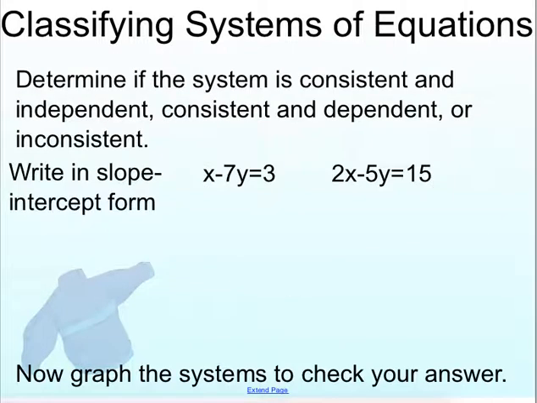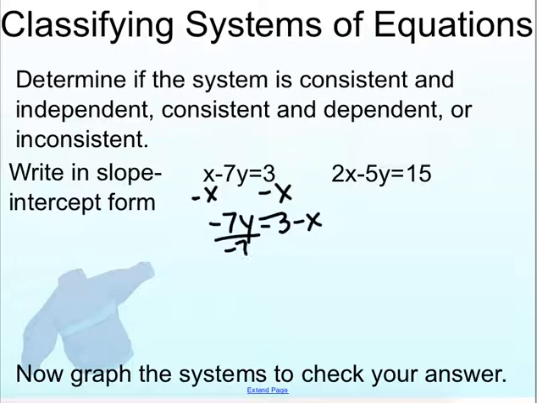Okay, another one. Here, let's see. I am going to solve for y and see: are these consistent? Are these independent? Are these dependent or inconsistent? Let's see. So I'm going to solve for y in each of these cases. So I'm going to subtract x, and I'm going to get -7y is equal to 3 minus x.